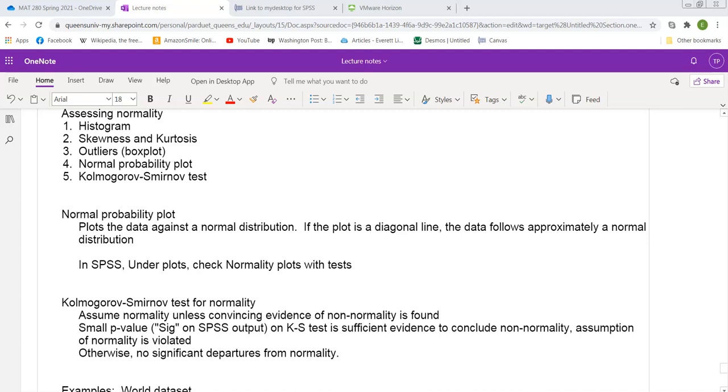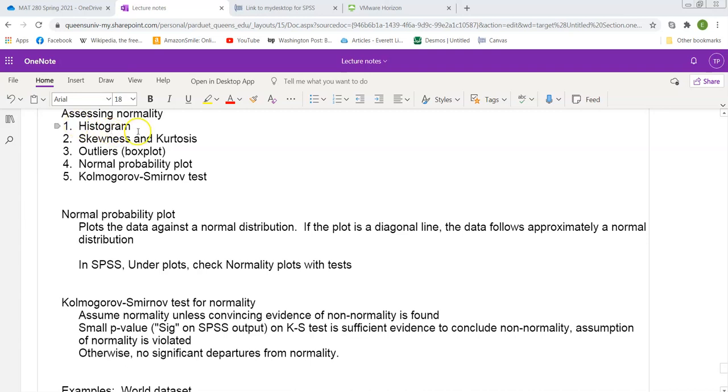Hi everybody, welcome back, and now we're going to look at how you assess normality, meaning when you look at a data set, how do you determine whether one or more of the variables follows approximately a normal distribution. And there's 5 things we can look at for that, and we've already talked about 3 of them.